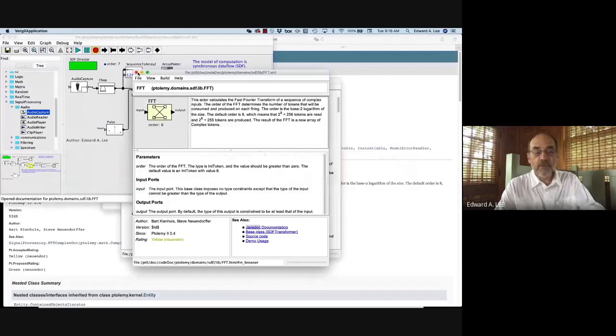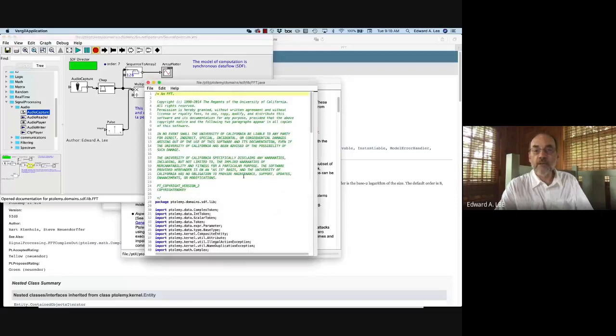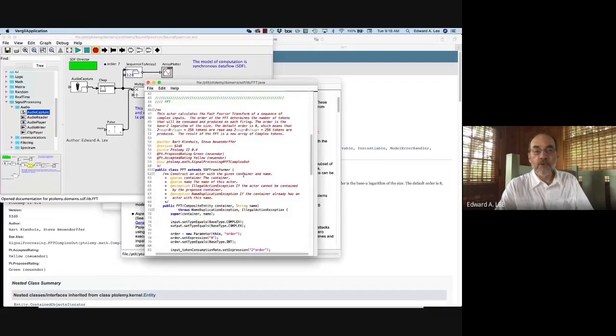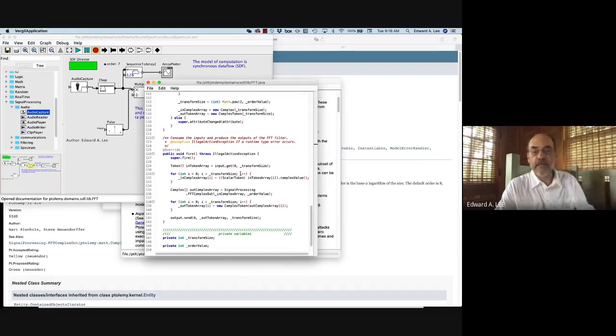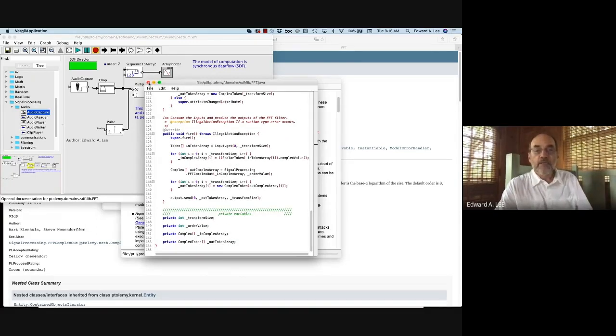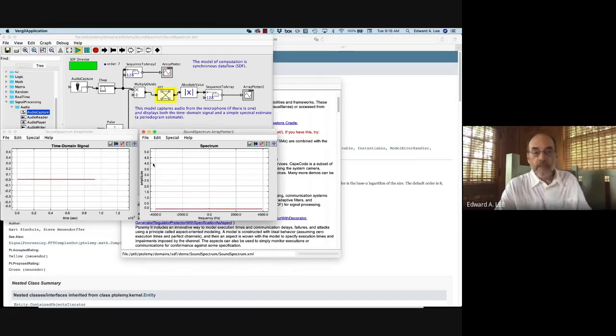But you can also look inside. You can open this and actually look at the source code. You'll see that the documentation in the source code is where both the JavaDoc and the online documentation come from. If I run this particular model, it will perform an FFT analysis of the audio signal that it is picking up. You can recognize this if I whistle, for example.